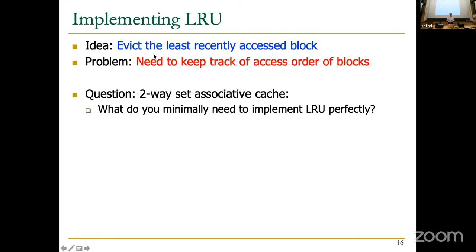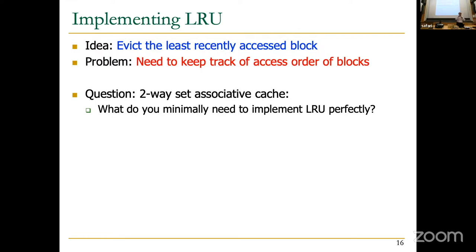Assuming that whenever you bring a block into the cache, you don't bypass the cache, you need to evict something and make space for this block. You don't need any additional metadata in a direct map cache because that's how it is. But if you have a 2-way set associative cache, now you have 2 blocks in a set, and you're bringing 1 block. So what additional metadata do you need to implement perfect LRU? How many additional bits do you need to keep track of the ordering between these 2 different blocks? Anybody? Minimally.